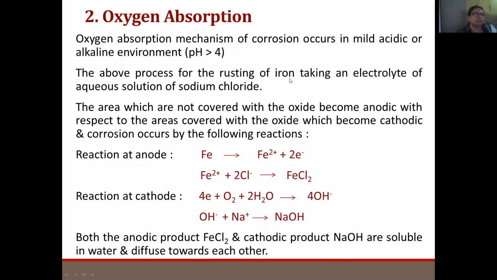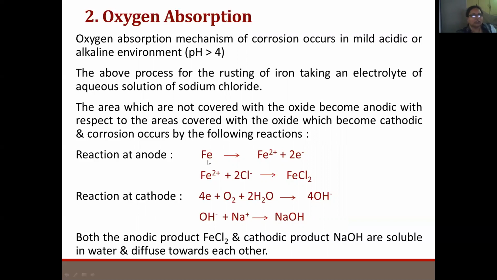Next, coming to the absorption of oxygen. So the oxygen absorption mechanism occurs in an alkaline environment. Hydrogen evolution takes place in an acidic environment, and oxygen absorption takes place in an alkaline environment. The area which is not covered with oxide becomes anodic with respect to the areas covered with oxide, which become cathodic, and corrosion occurs by the following reactions.